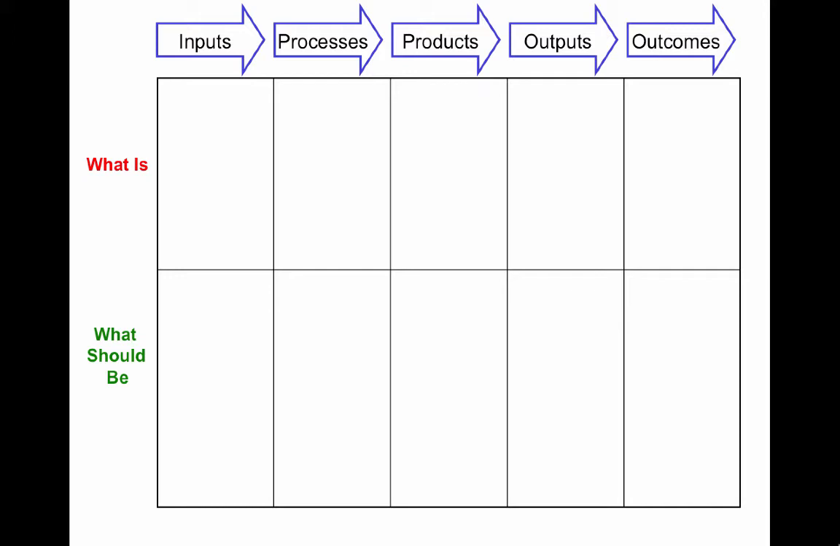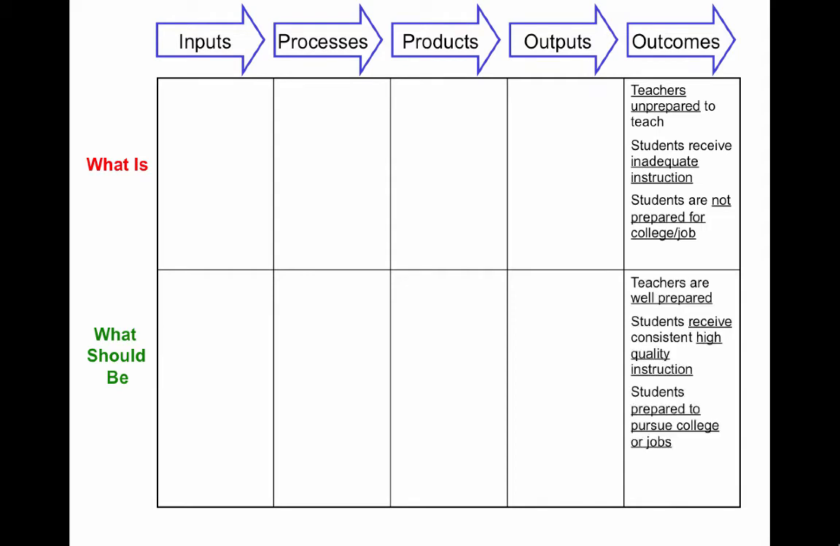When I'm doing a discrepancy chart, I prefer to start with the outcomes and outputs. Okay, first the outcomes. Currently, teachers are unprepared to teach, students receive inadequate instruction, students are not prepared for college or a job. In our what should be column, our desired outcomes are that teachers are well prepared, students receive consistent, high-quality instruction, and that students are prepared to pursue college or jobs. That sounds great. So what are our outputs in these categories?